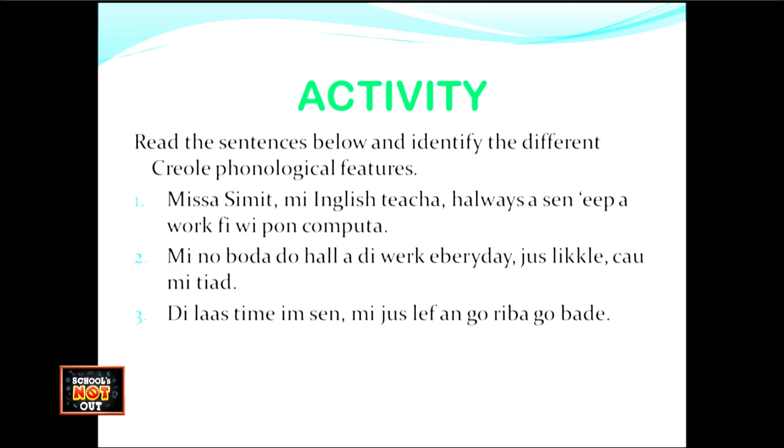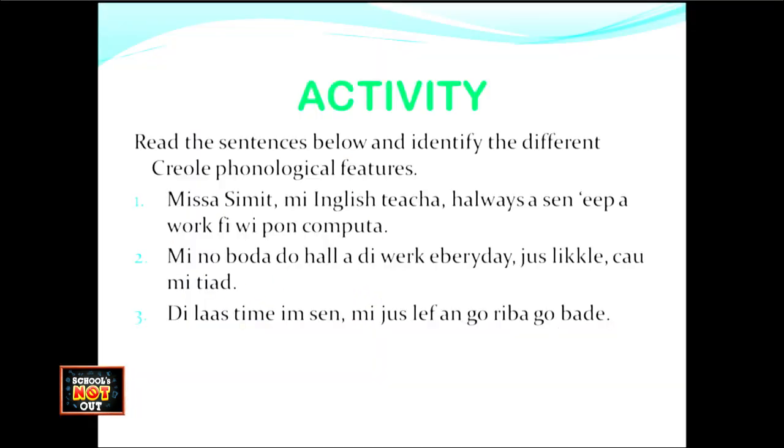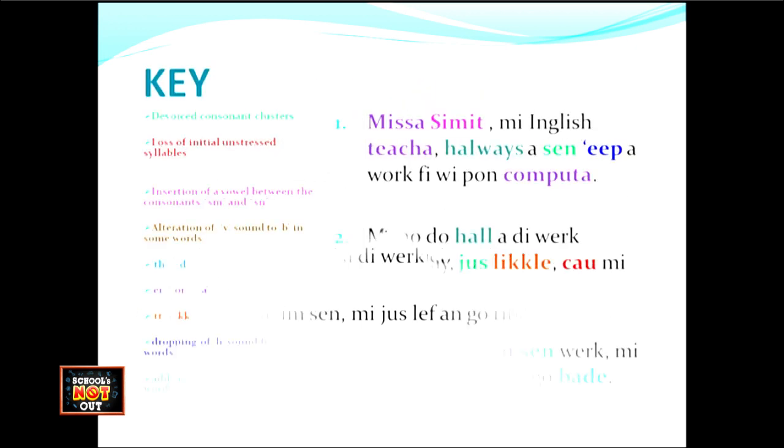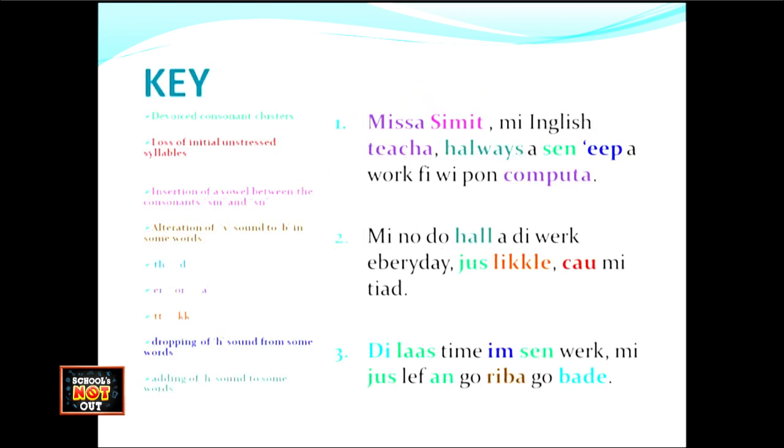Let's get busy, students. We are looking for the phonological features. Let's go. Identify them. So are we ready for the reveal? Let's look at our key. We have the devoiced consonant cluster. Just to remind you, in this one the consonants are at the end and one would be missing.